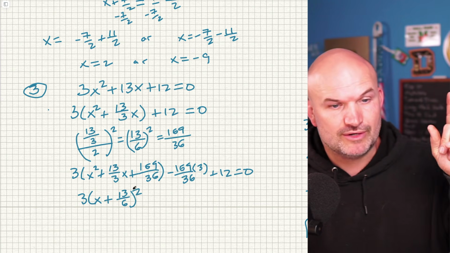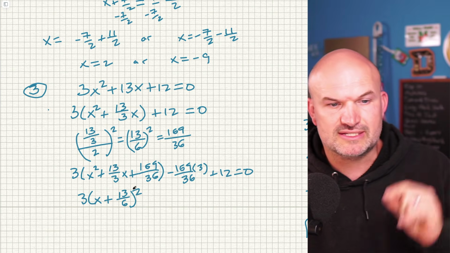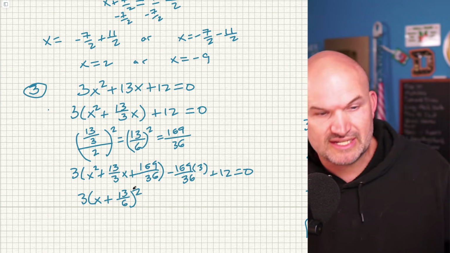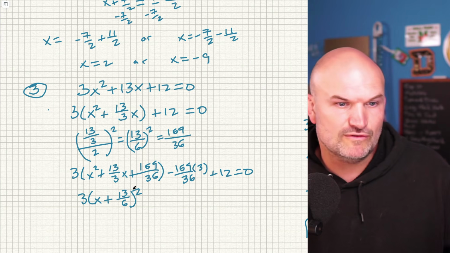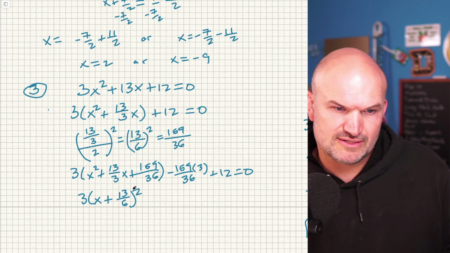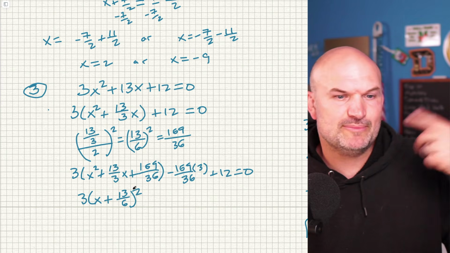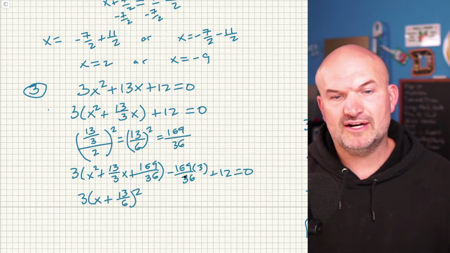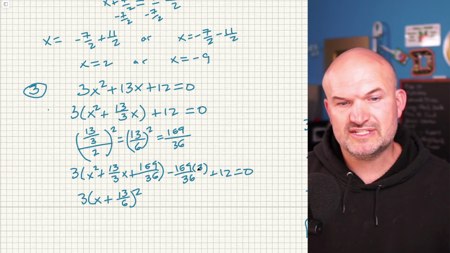Now again, let's just check our work, right? 13 over 6 times 13 over 6 is 169 over 36. 13 over 6 plus 13 over 6 is going to be 26 over 6, which can be divided by 2, which can be reduced down to 13 over 3. Okay, so we're good here. Now over here, I can simplify 169 over 36. I can rewrite that as 169 over 12.